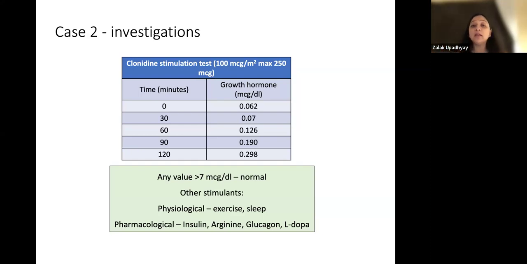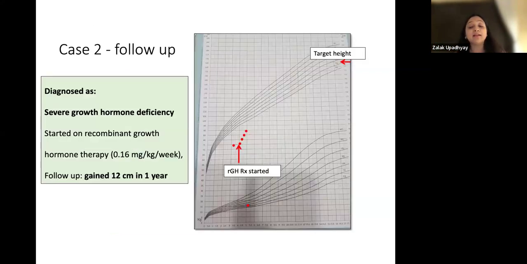That means there is no GHD. Here everything is 0, 0. This was a growth hormone stim test which was done, and this is suggestive of growth hormone deficiency. We started growth hormone. Look at how beautifully the child is doing. He gained 12 centimeters in a year.